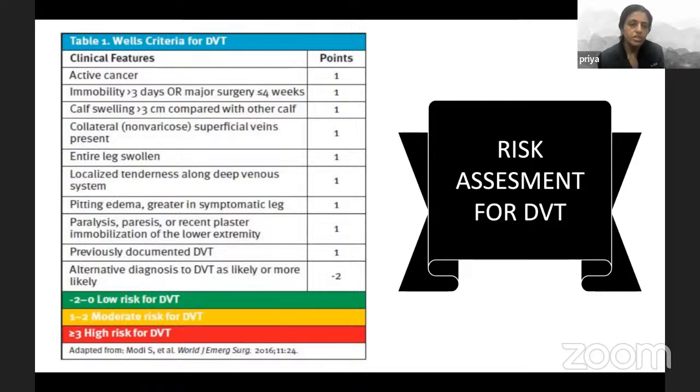Now, when the patient already has a DVT, how to actually diagnose a DVT? Because my presentation is not only the prevention, but also the management. So, very well laid out criteria, the Wells criteria for DVT. I think all of us should have it on our tables and should teach it to our residents. So a score of 0 to 2 is low risk for DVT, 1 to 2 is moderate risk, and more than 3 is high risk.